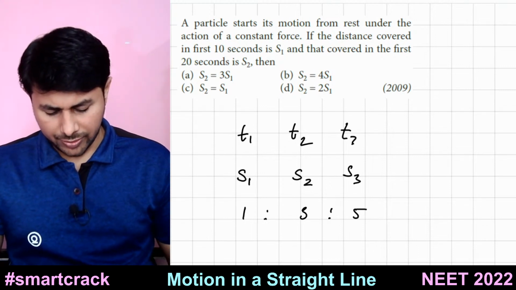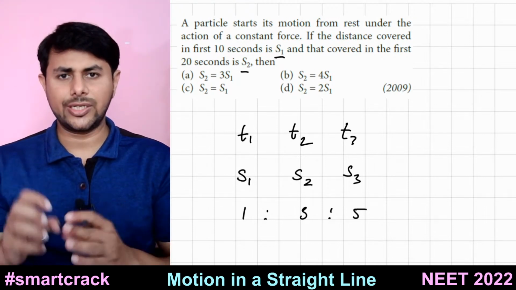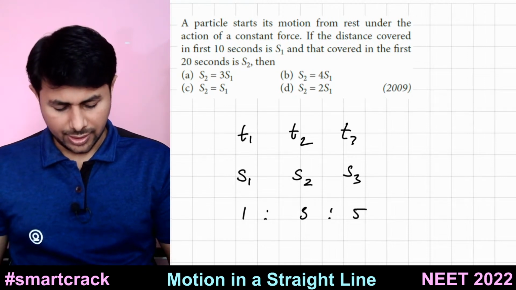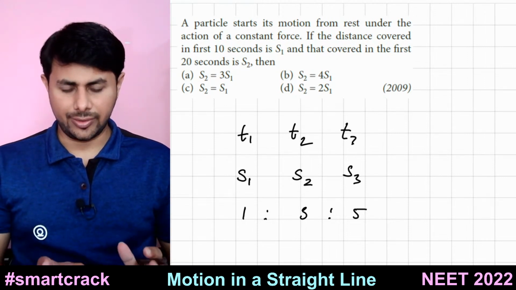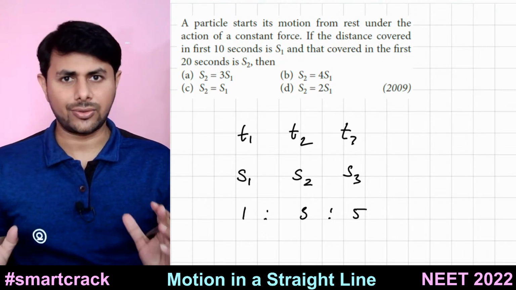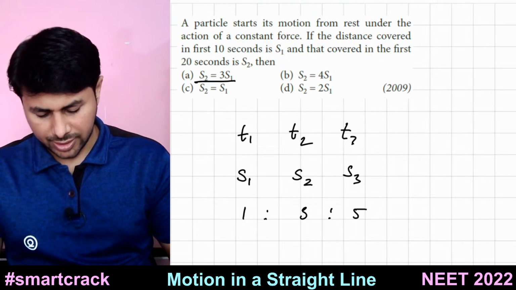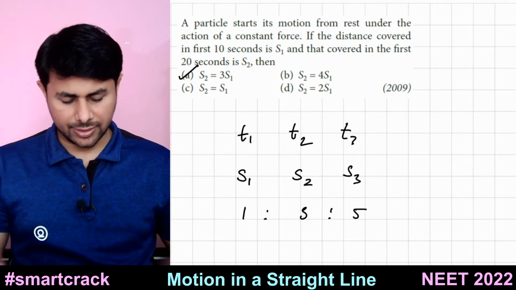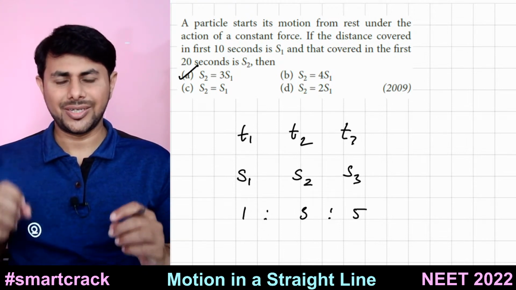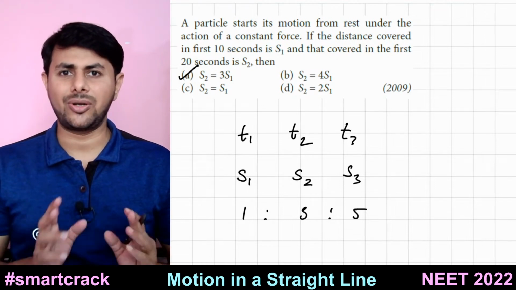So here we have to find the relation between S1 and S2 only. So what is S1 is to S2 according to Galileo's law? It is 1 is to 3. And this holds for constant force or constant acceleration only. So S2 is 3 times S1. Straightforward answer, need not solve. We just have to get the answer based upon Galileo's law of odd numbers.